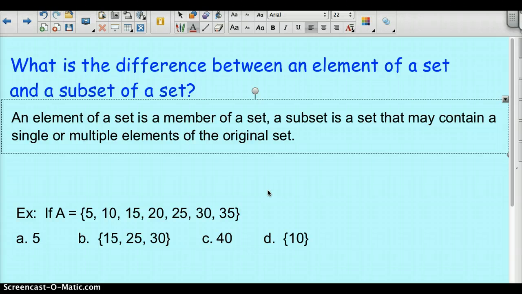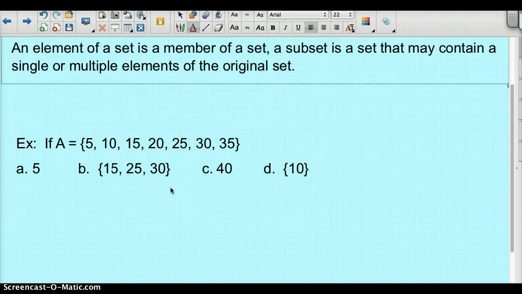This one's going to discuss the difference between elements of a set and subsets of a set. So we're still talking about sets here, but make sure you can differentiate between these two things. Starting off, here's a definition that's going to help you with this. An element of a set is just a member of a set, one single member of a set. But a subset is a set, so it's not just one single member, it's an actual set that may contain a single or multiple elements of the original set.